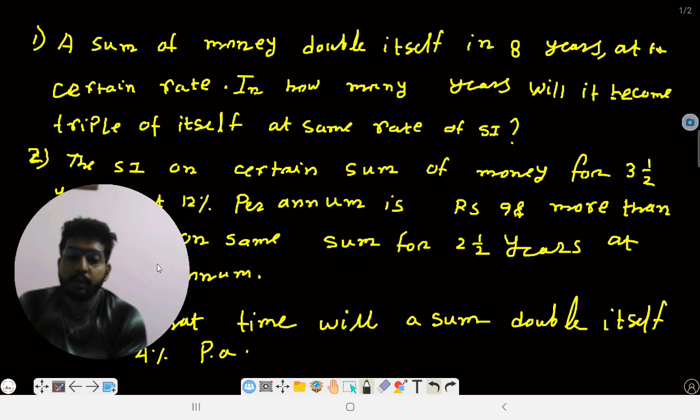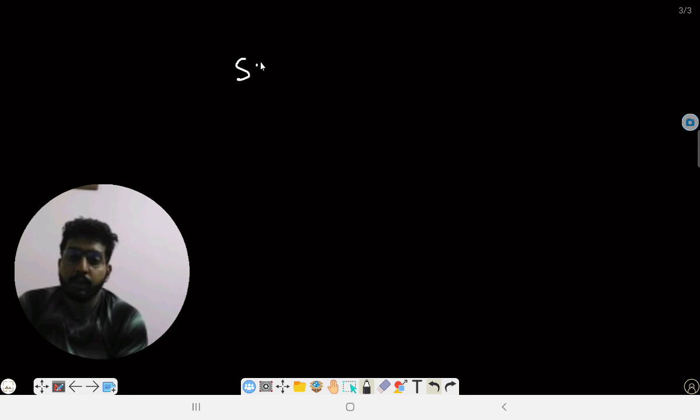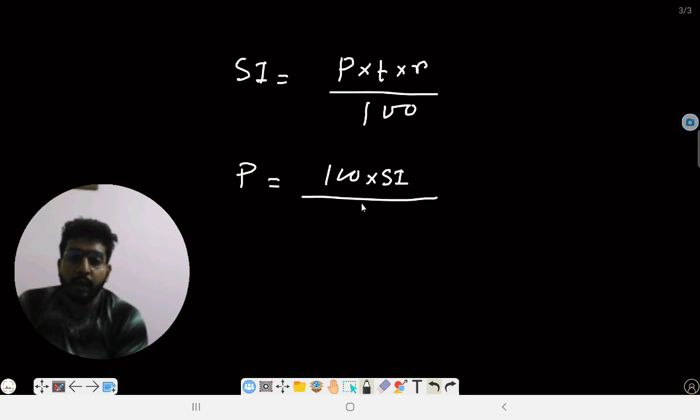So for simple interest, the basic formula is SI equals P into T into R by 100, where P is the principal, T is the time, and R is the rate of interest. Suppose I need to find P, then the formula for P is 100 into SI by T into R. So that will be the P.